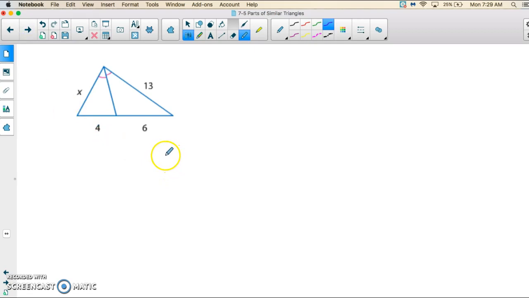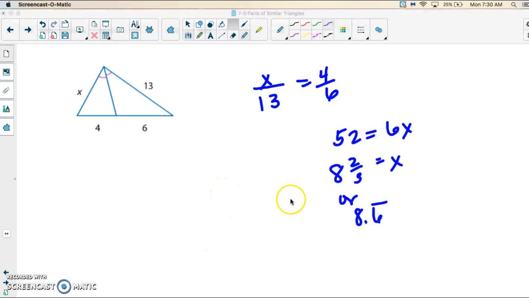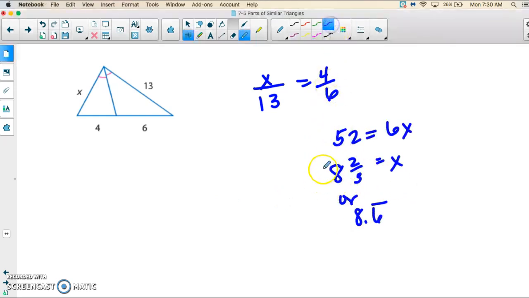What about this one right here? How would you set this up? Right, x over 13 is equal to 4 over 6. Go ahead and pause the video and solve that. And this is what I got right here. X equals 8 2/3. Or you could also write 8.6 repeating.